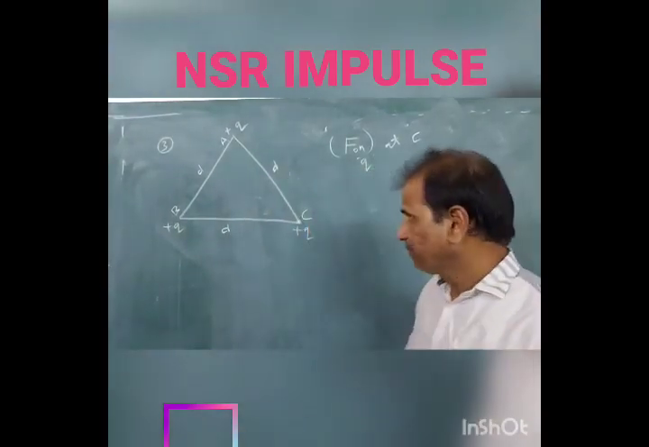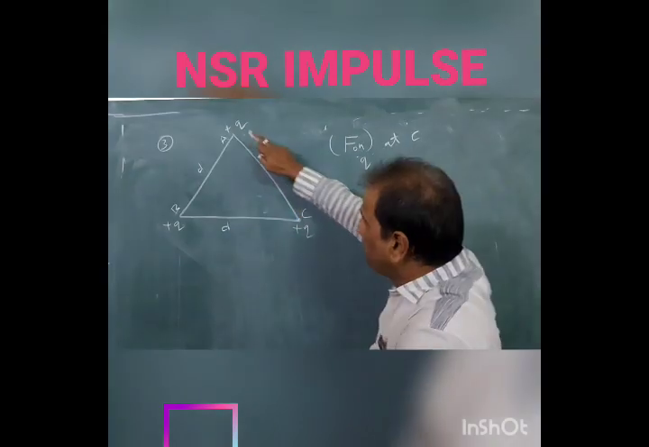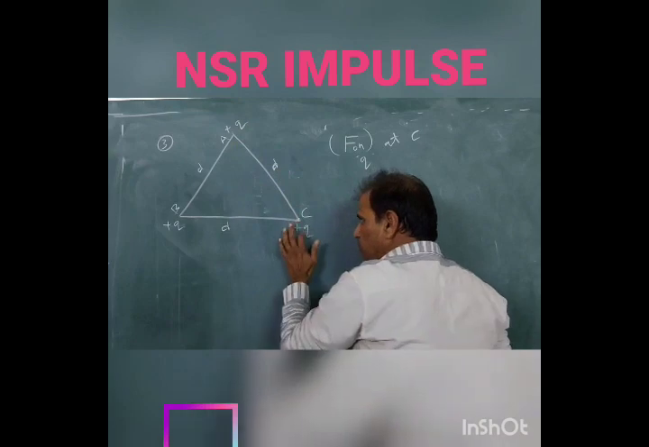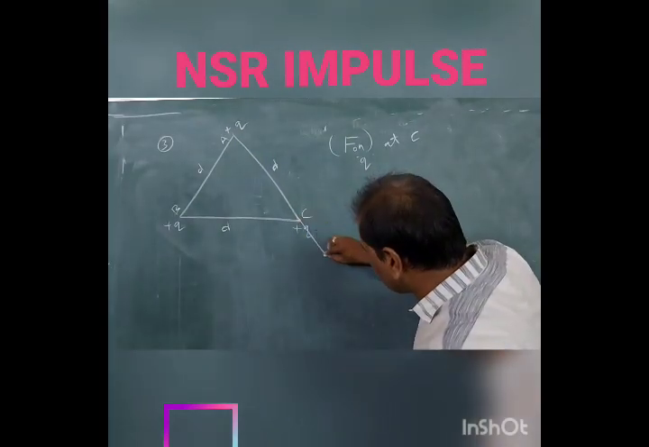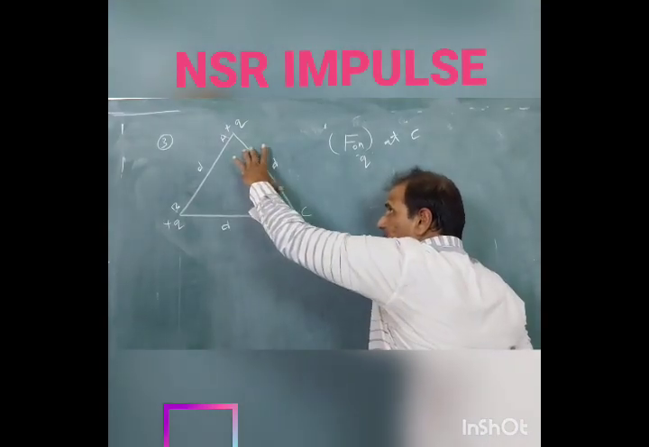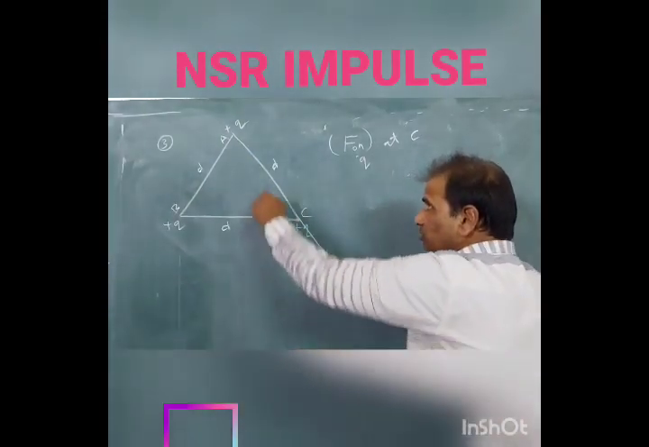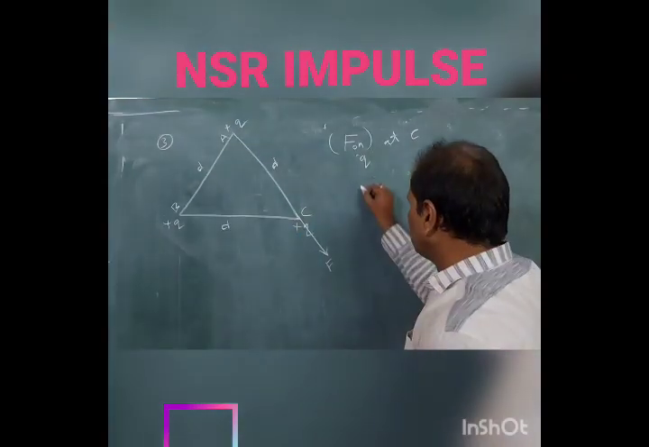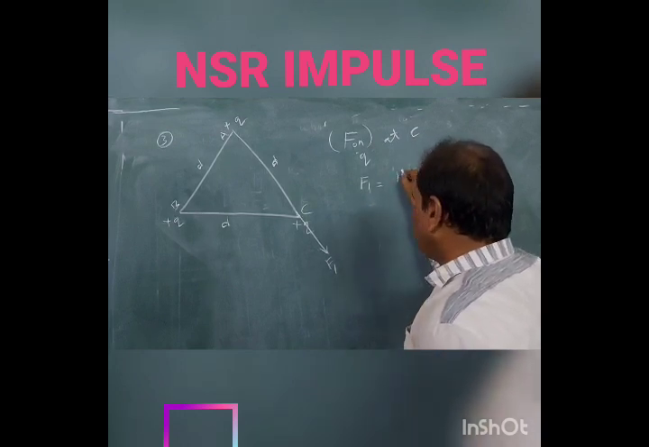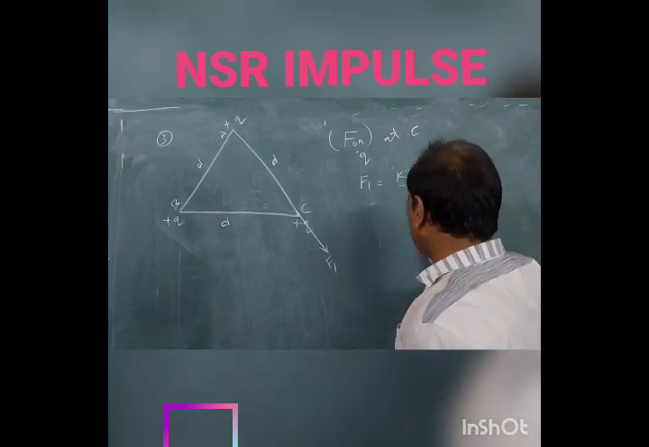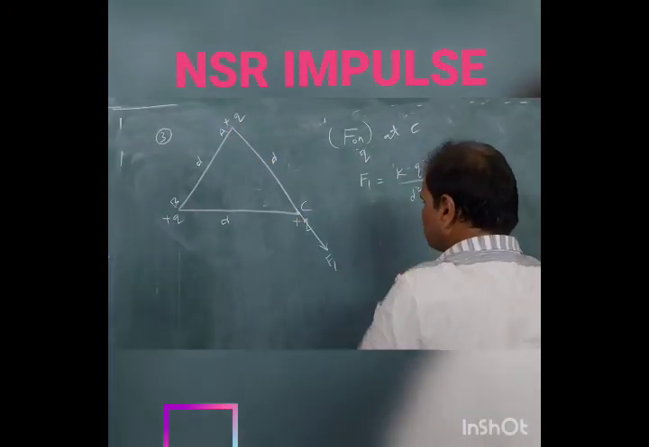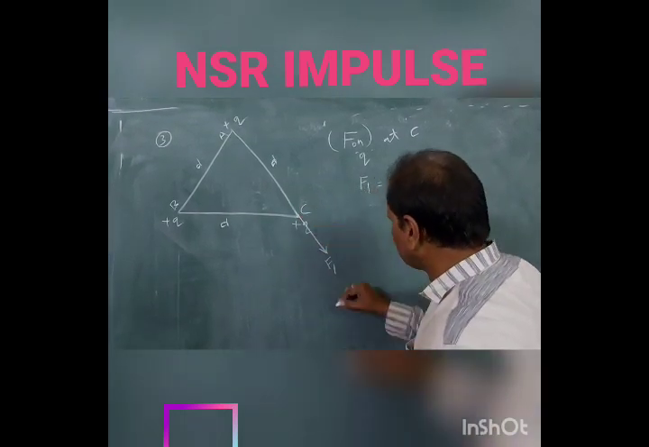See what happens here. This plus Q is repelled by this plus Q. That means this charge pushes this charge away like this, in this direction. So this is the force. Force always acts along the line joining the two charges. So this force F1 is equal to K Q square by D square. This is F1 in this direction.